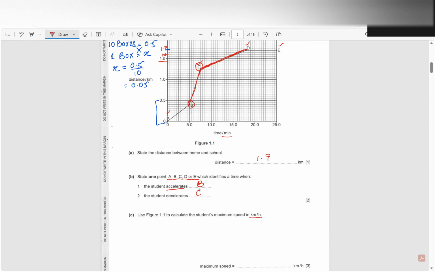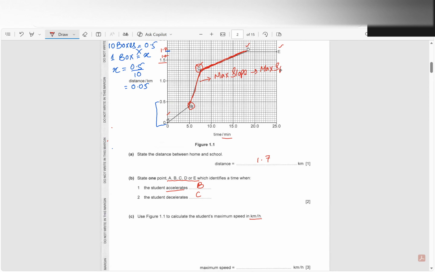So since the question is asking to calculate the student's maximum speed, we have to look at the maximum slope. Maximum slope is going to give maximum gradient, therefore maximum speed. Maximum slope is something we already worked with, B till C. This is where we see maximum slope, therefore maximum speed.